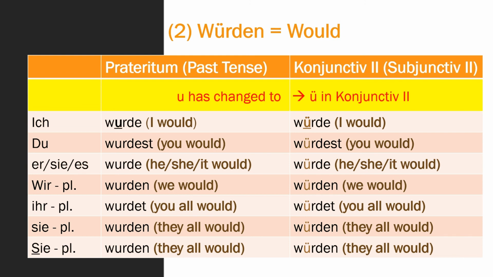In the same way, we are going to make the Konjunktiv II from werden. Again on the left hand side, this is the past tense form of werden: ich wurde, du wurdest, er sie es wurde, wir wurden, ihr wurdet, sie wurden, Sie formal wurden. Then we have Konjunktiv II on the right hand side with the change only in this letter, that is U.